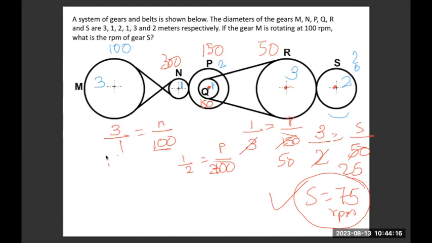Q will not be 300. No, it won't be 300, Kavya. We solved this here. We found the radius of P. Sorry, we need to find the rotation per minute of P here. 1 upon 2 is the diameter of the gear N upon the diameter of the gear P. So 1/2 is equal to P upon 300. So this and this get cut. Here 150 will come. Just 1 second.